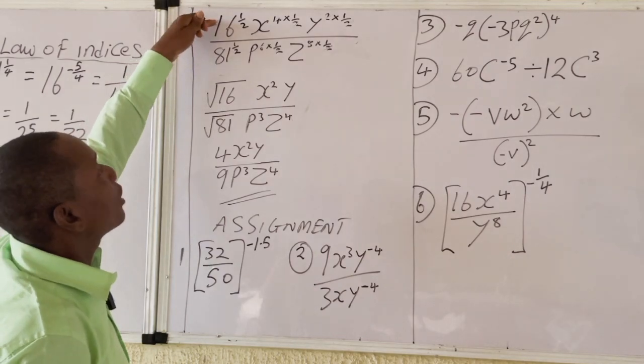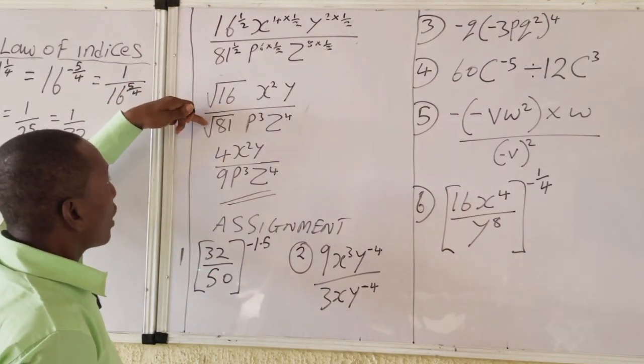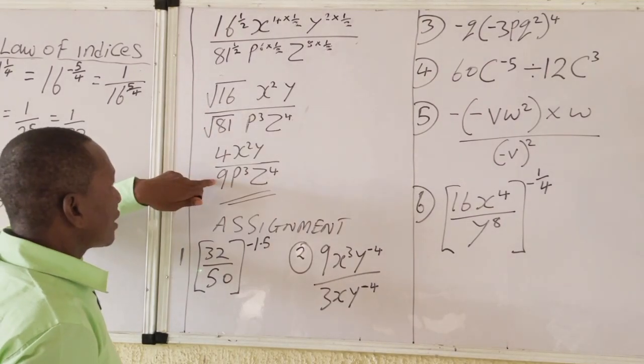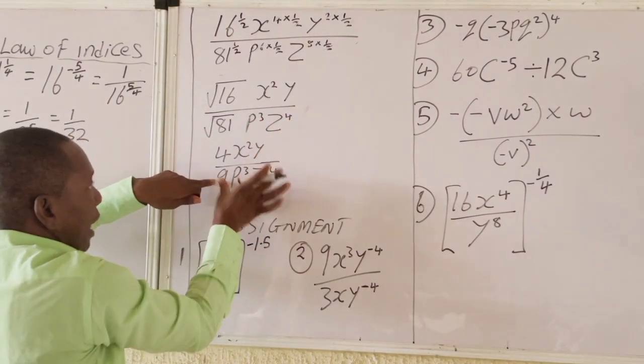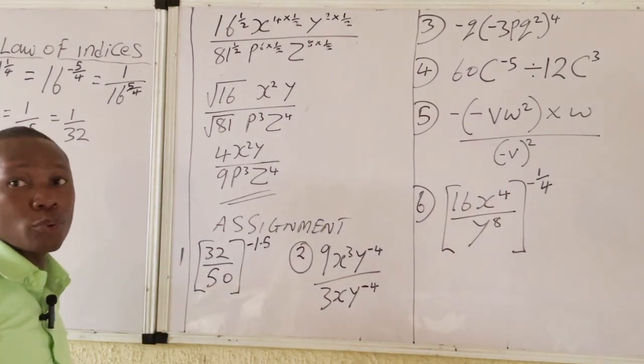For this place, you can simply look for the square root of 16, which will give us 4. And look for the square root of 81, which will give us 9. Then copy this same thing down. That is your answer. There's no big deal. It's a very simple process.